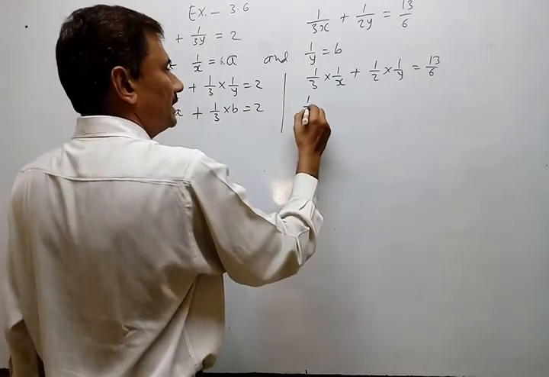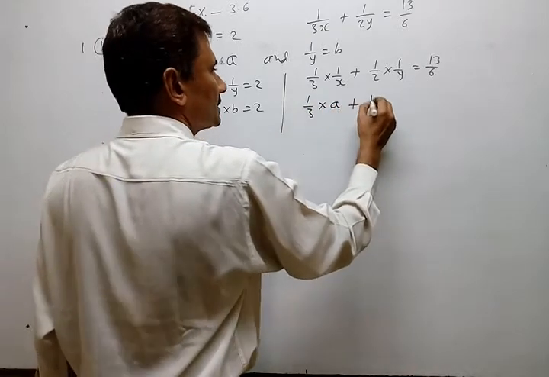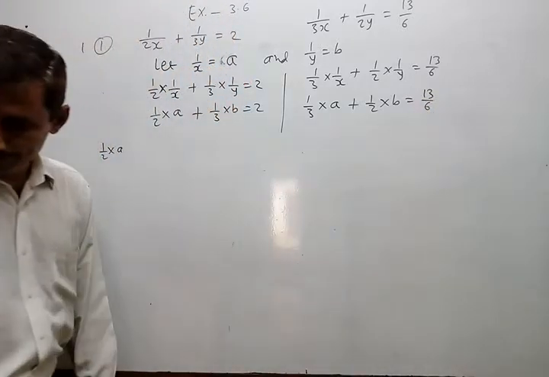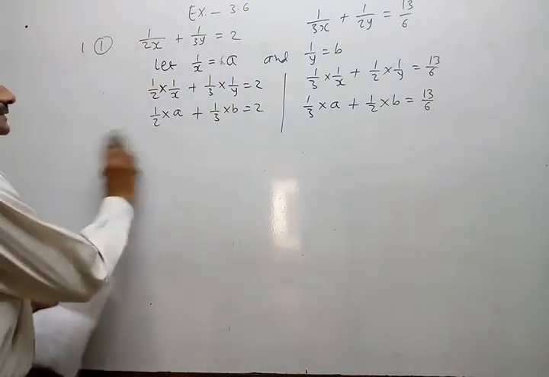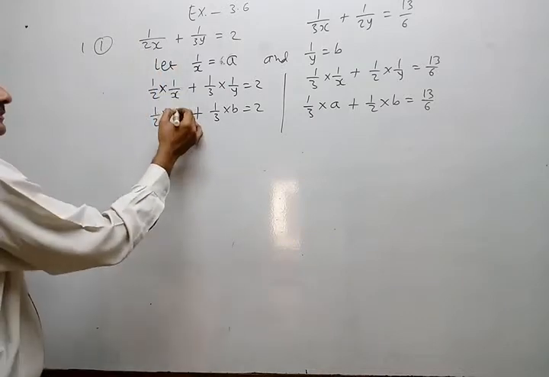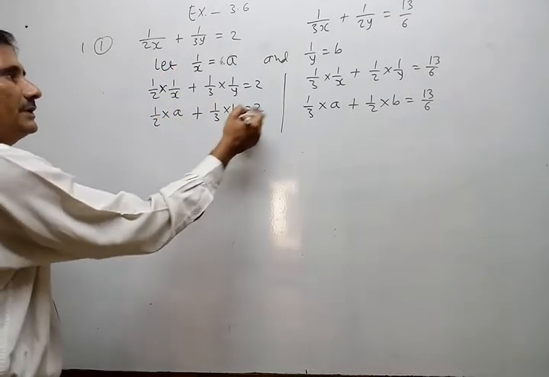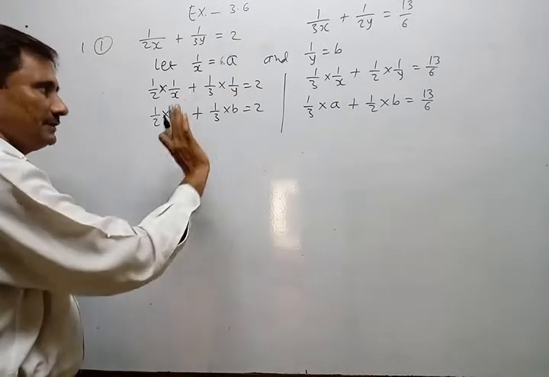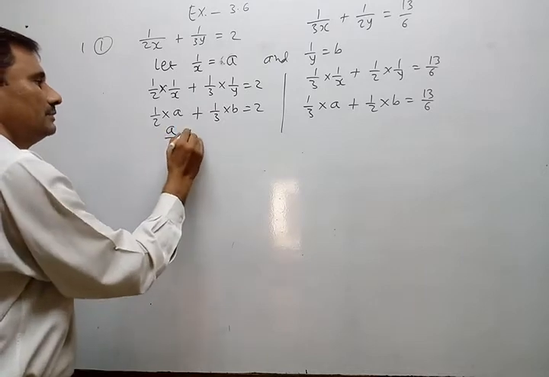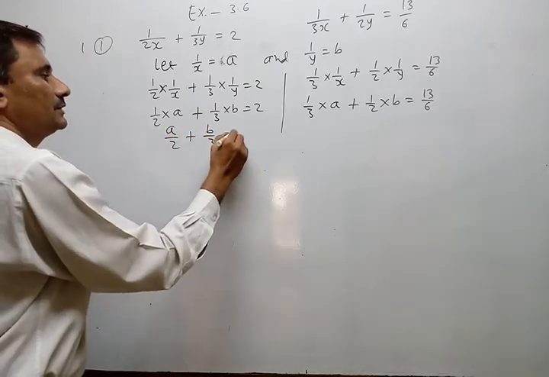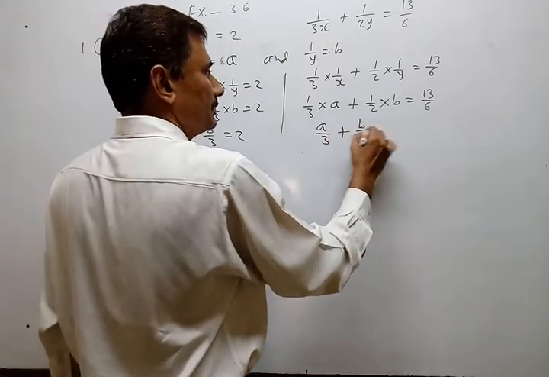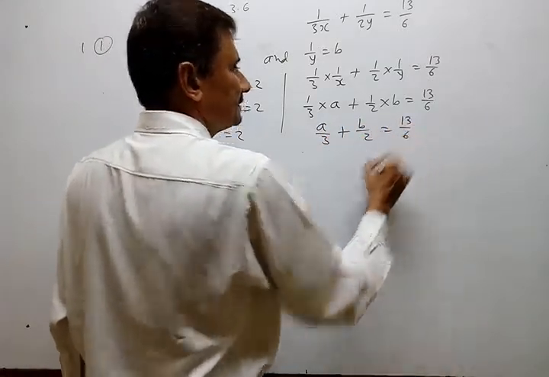Here also 1 by 3 into a plus 1 by 2 into b equal to 13 by 6. I just get 1 by x separate from these numbers so that I can place 1 by x by a and 1 by y by b. So I replace 1 by x and 1 by y by a and b. Now I can write a by 2 plus b by 3 equal to 2. And here a by 3 plus b by 2 equal to 13 by 6.